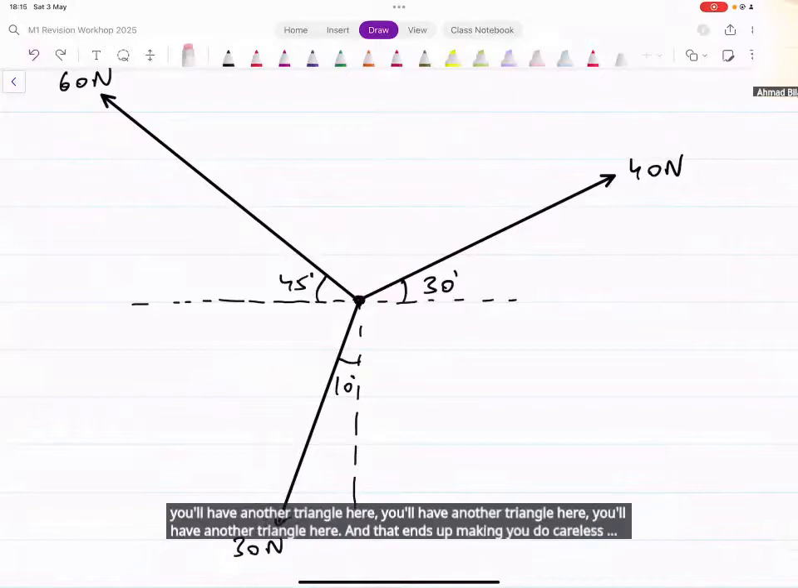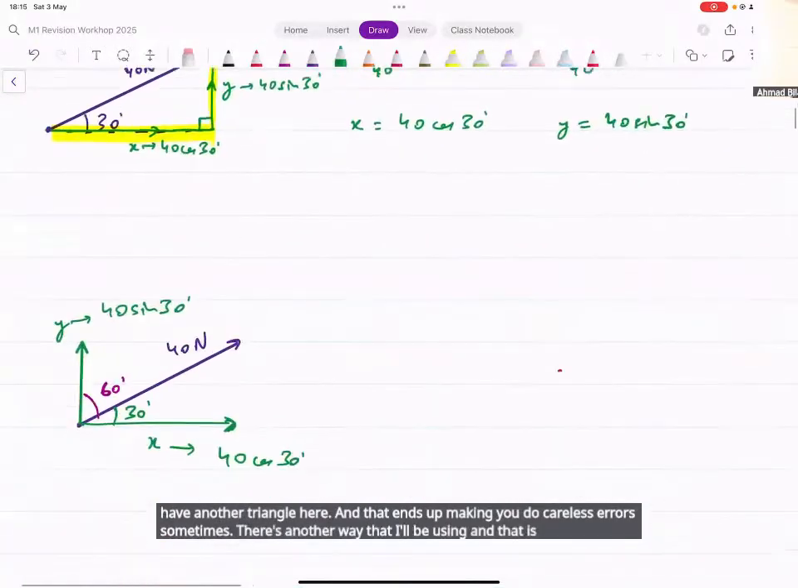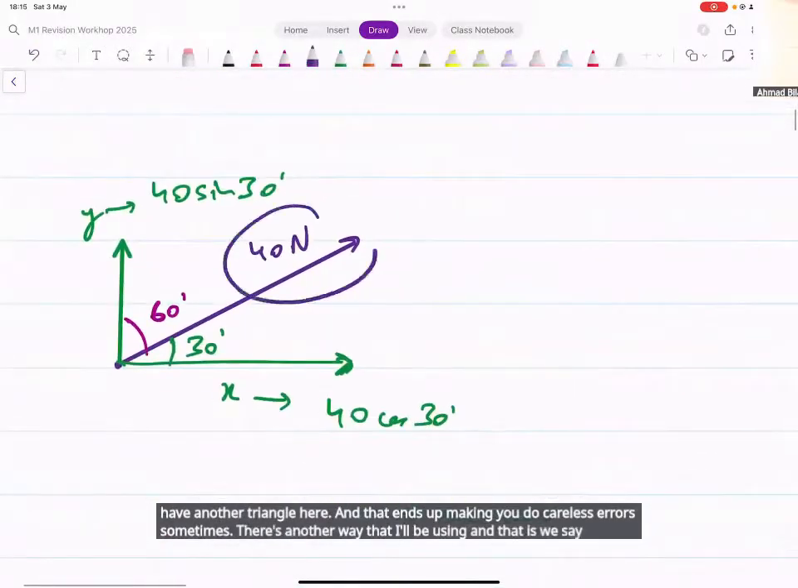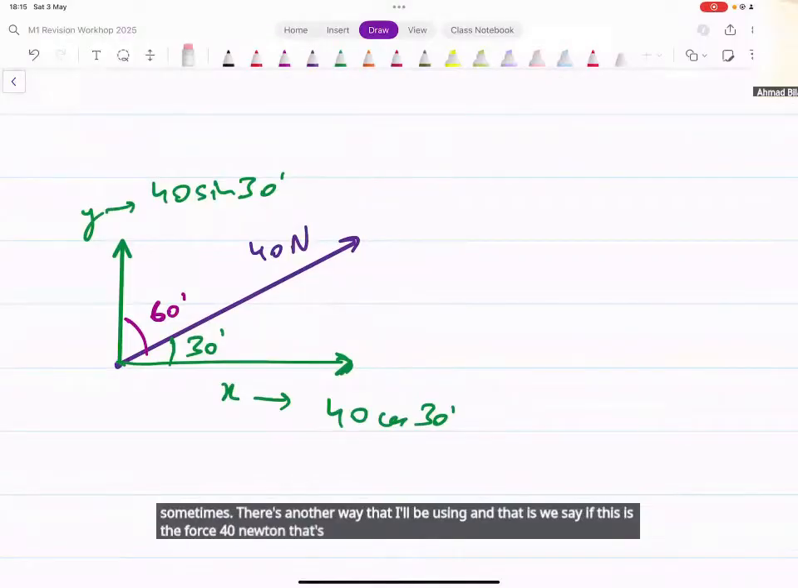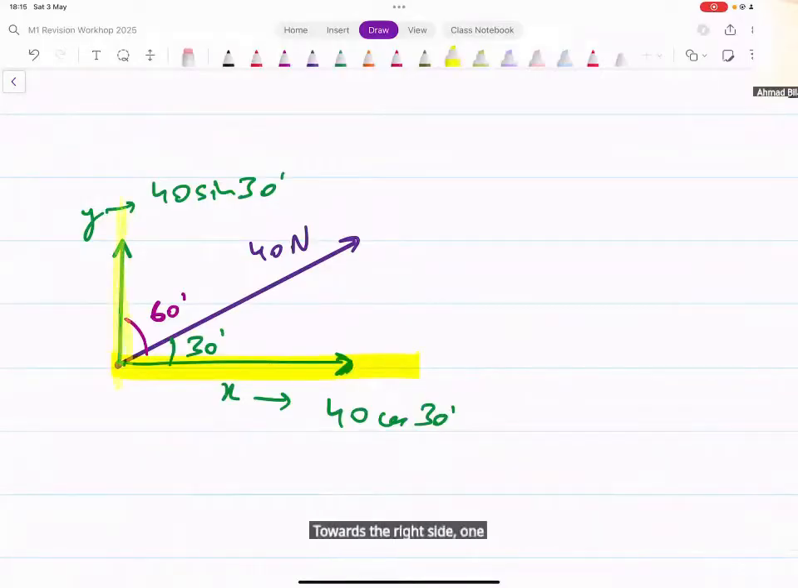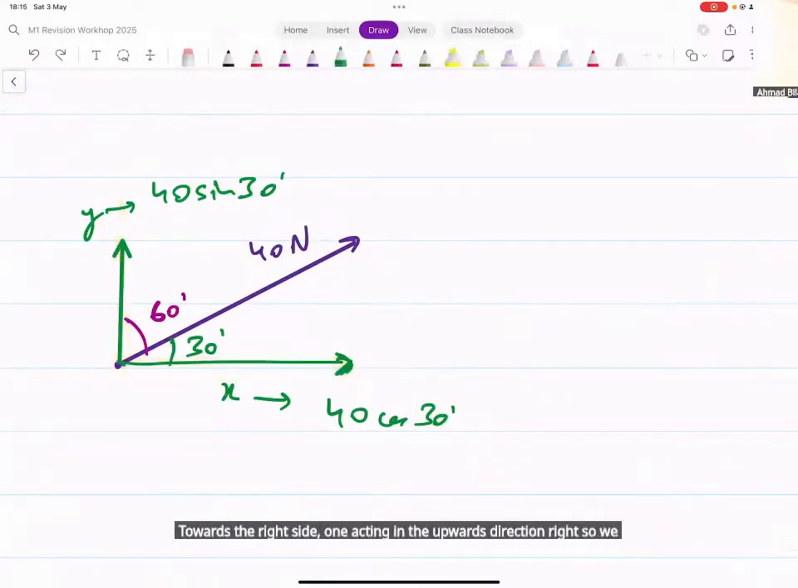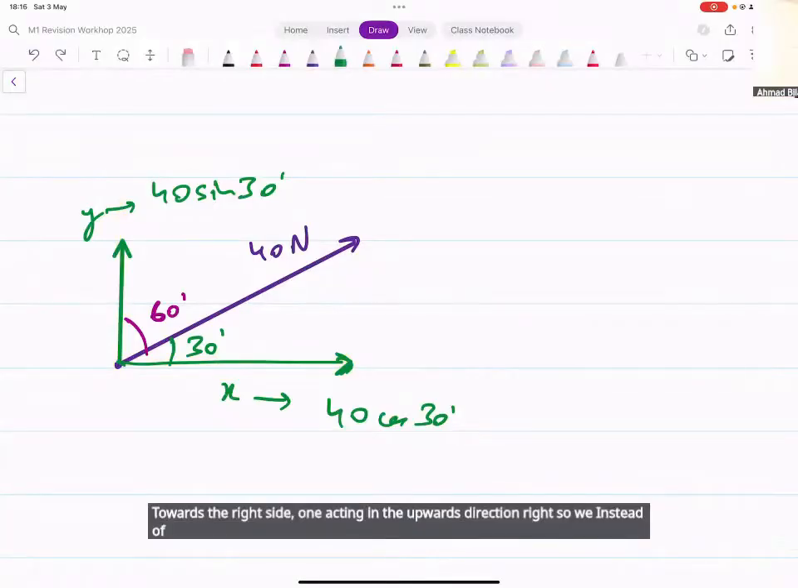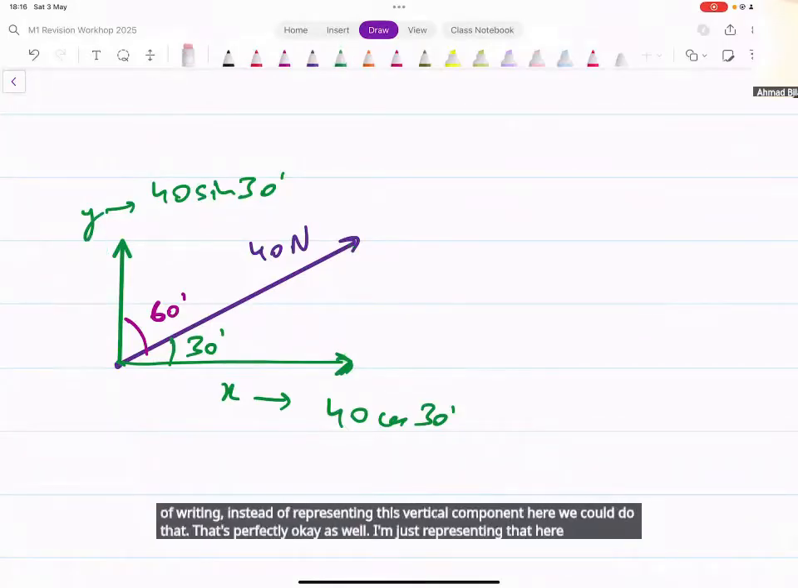There's another way that I'll be using. If this is the force of 40 Newton that's acting in this direction, that 40 Newton is supposed to have 2 components, one acting towards the right side, one acting in the upwards direction. So instead of representing this vertical component here, we could do that. That's perfectly okay as well. I'm just representing that here at the point where the force starts. So I'll be representing the components in the rest of the session like this.